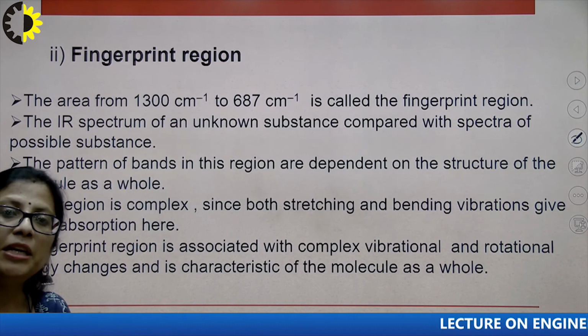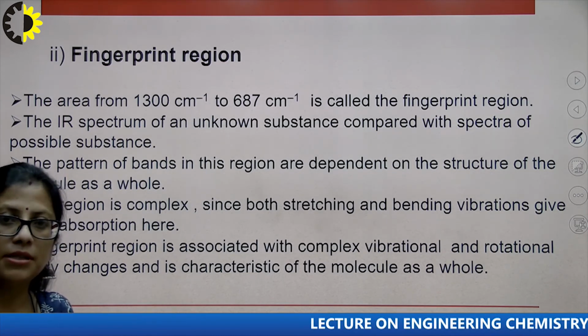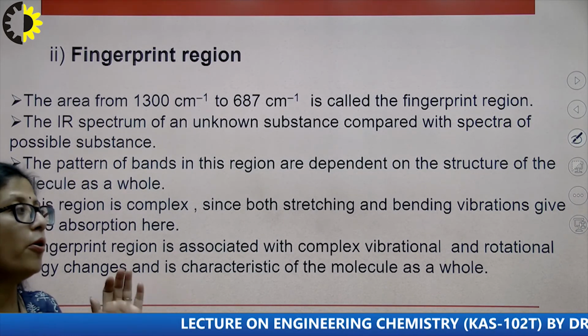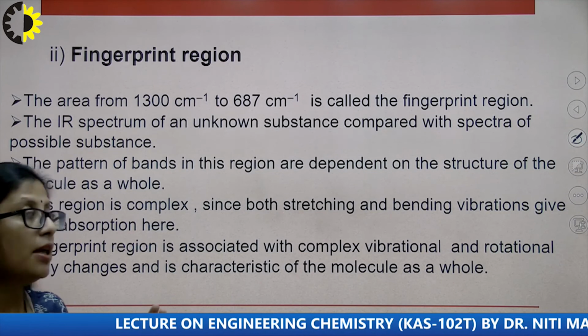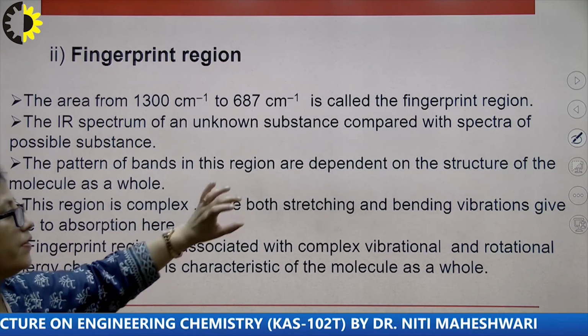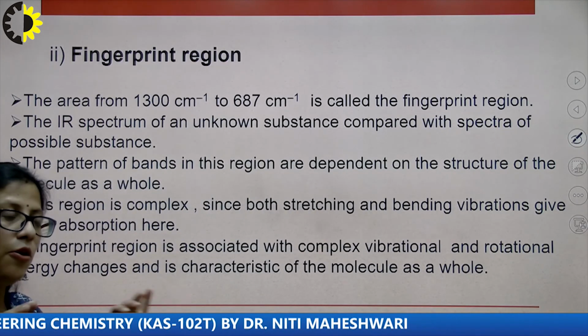single bonds also start vibrating. Carbon single bond C, C single bond O, C single bond N, they also start vibrating in this region. Therefore, the pattern of bands which is observed in this region is dependent on the structure of the molecule as a whole.